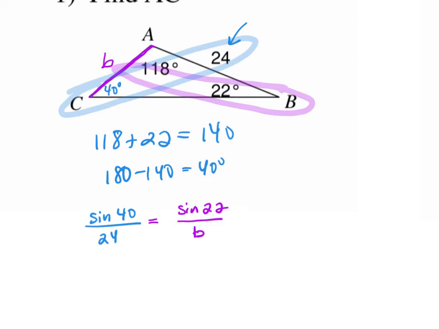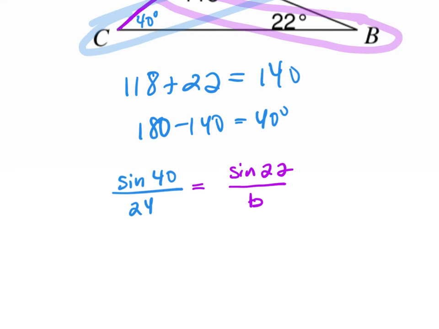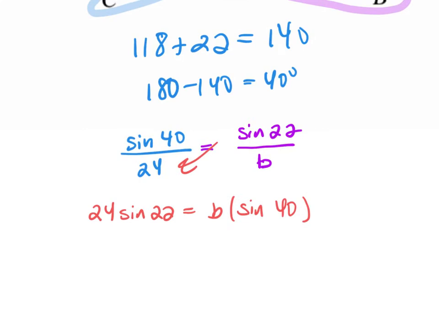Now, how do we solve proportions? Every proportion you guys have ever seen, how do you solve it? You cross multiply. Perfect. So do that. 24 times the sine of 22 equals B times the sine of 40. Now, guys, the sine of 40 is just a number. That's like saying 2B. If I wanted to get B by itself, what would I do? Divide by the sine of 40. It's just a gross decimal, so just leave it as sine of 40 and let your calculator do this work.